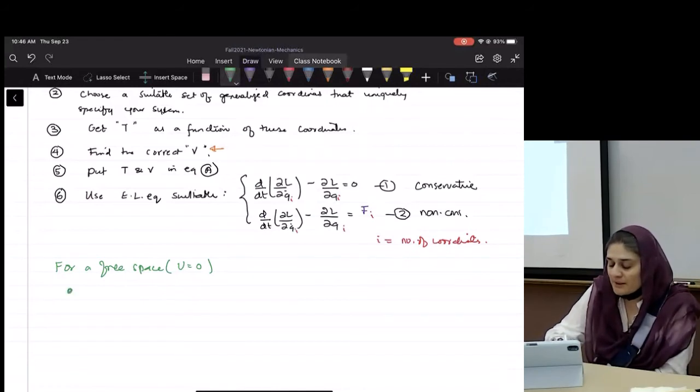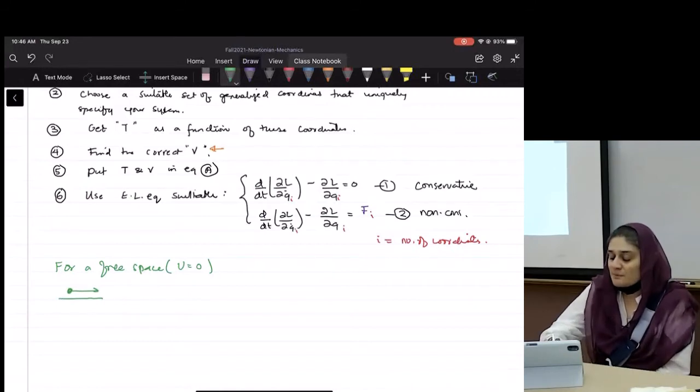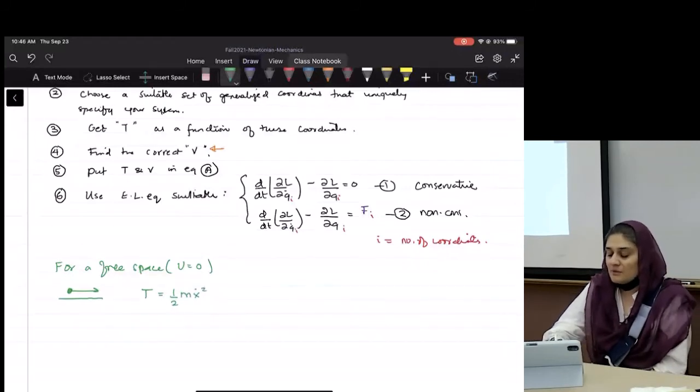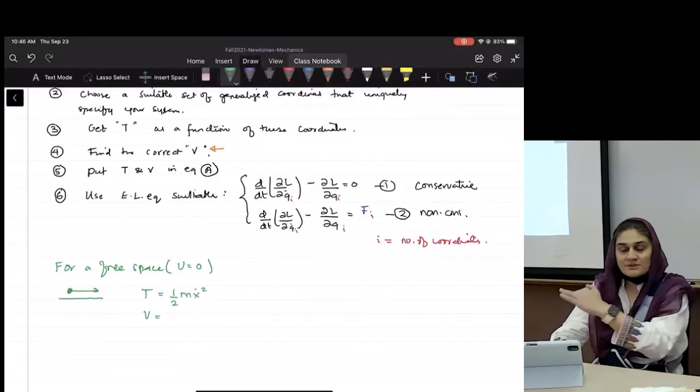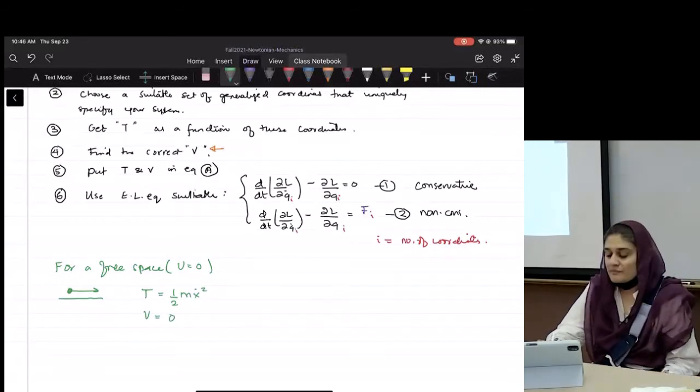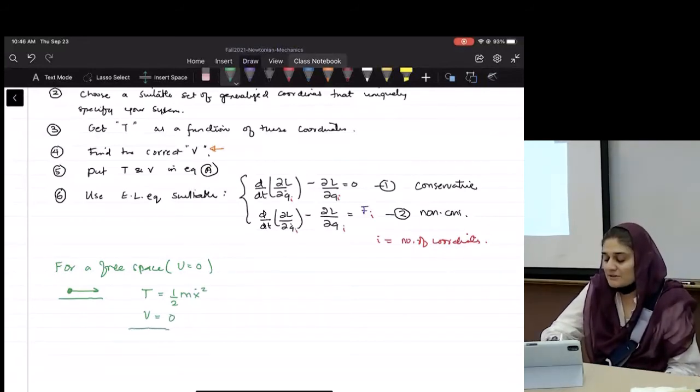What does T, and I'm only looking for one coordinate, so there's my one particle and it's just moving in a straight line. So what will be T for this expression? 1/2 m x dot squared. It's not moving up or down. It's just going in a straight line. What's V for this? So then how will I write the Lagrangian?